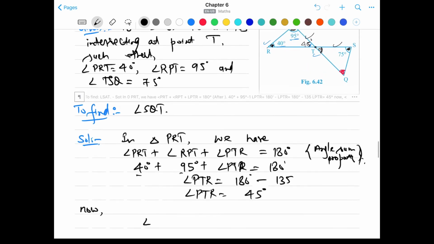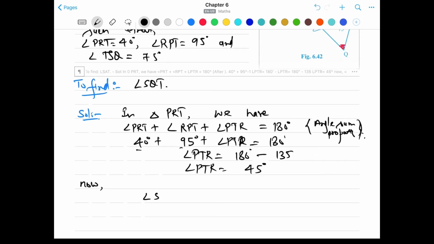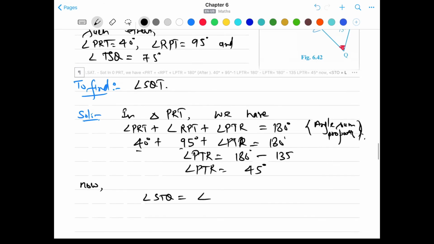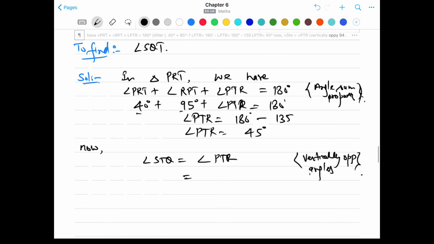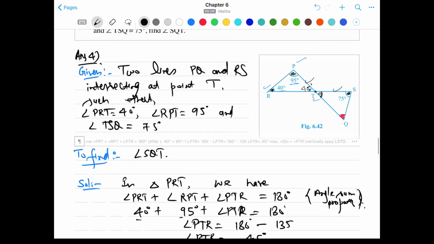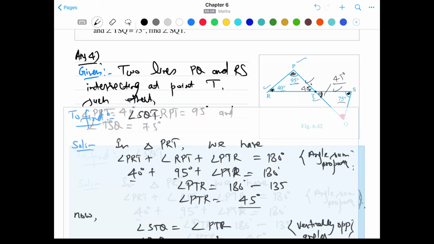Angle STQ will be equal to angle PTR, because they are vertically opposite angles. That means angle STQ is equal to 45 degree. Okay, so again we got this angle as 45 degree. Now in triangle STQ we have the measurement of two angles. Again by applying the angle sum property we can find the third angle SQT.